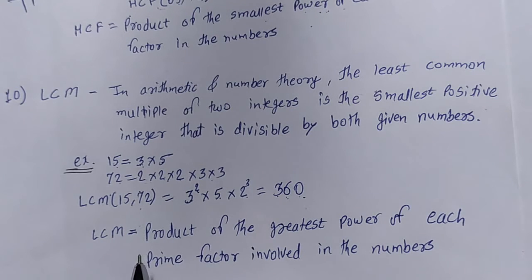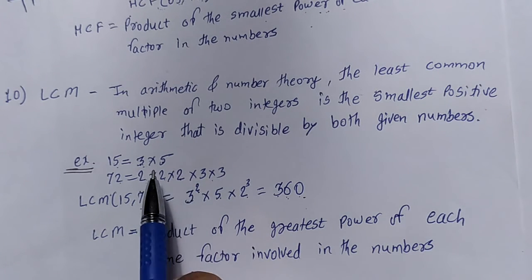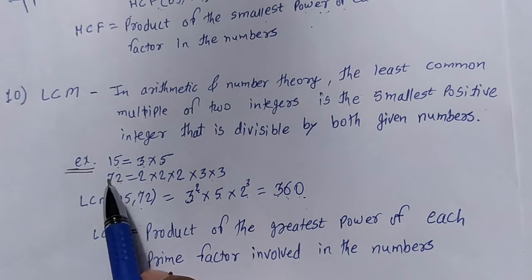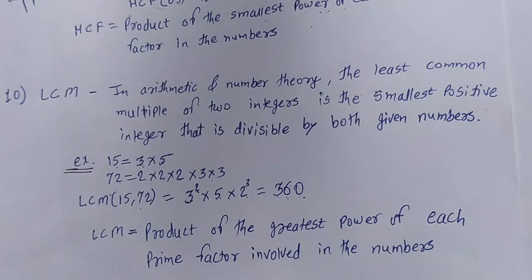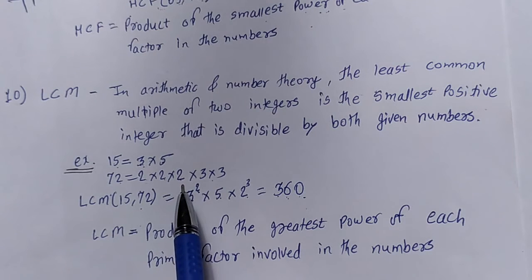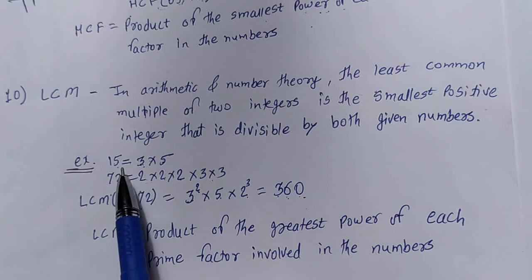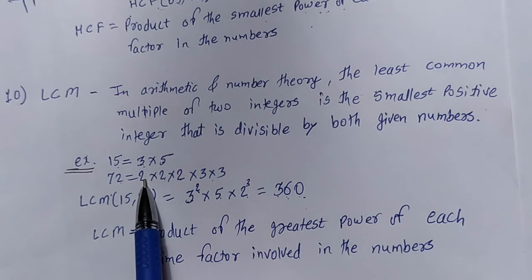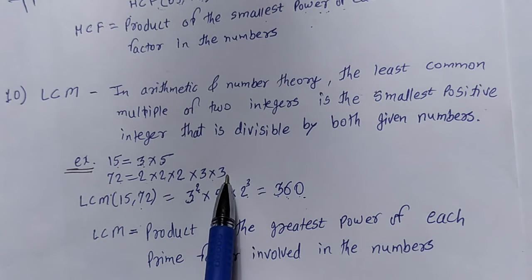The second definition, or the simple process to find the LCM, is the product of the greatest power of each prime factor involved in the numbers. So first we need to calculate the prime factors of the given numbers. Suppose the given numbers are 15 and 72 and you have been asked to find the LCM of these two numbers. First we do prime factorization. What are the prime factors of 15? 3 into 5. And what are the prime factors of 72? 2 into 2 into 2 into 3 into 3.